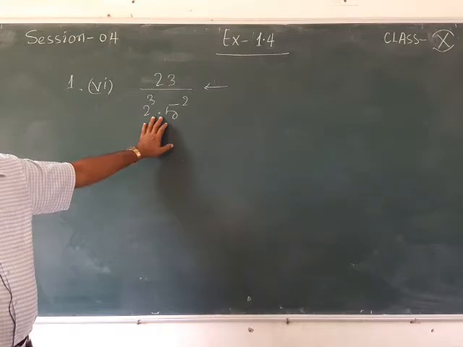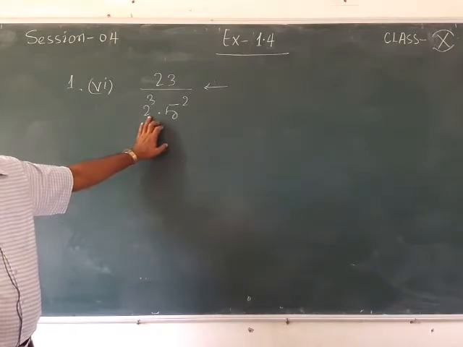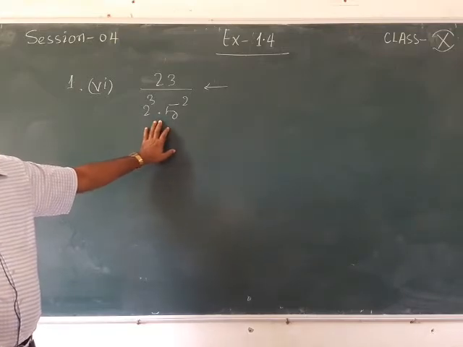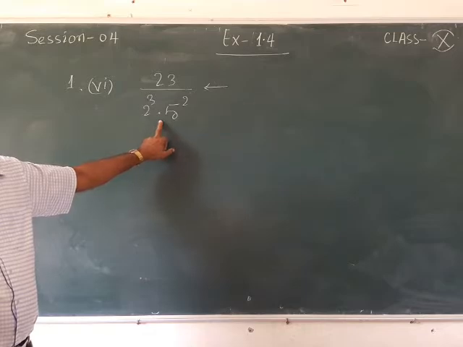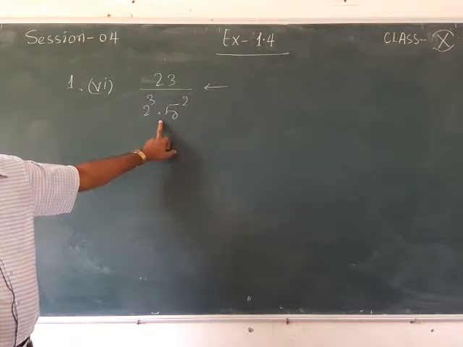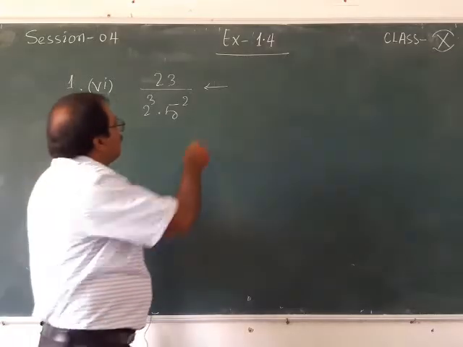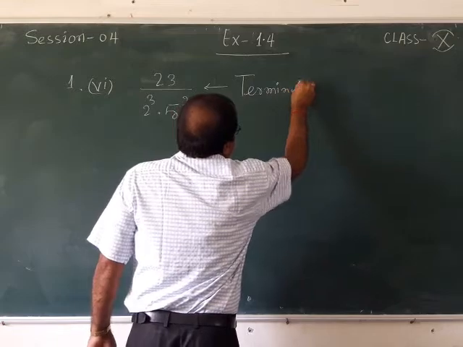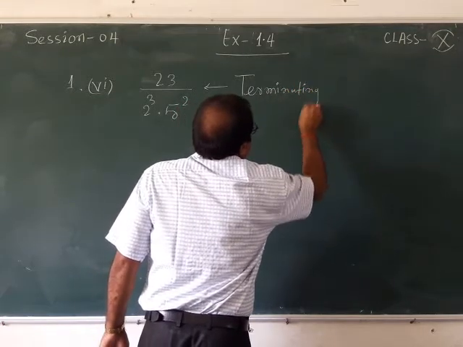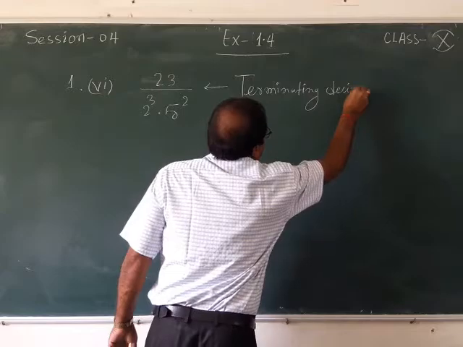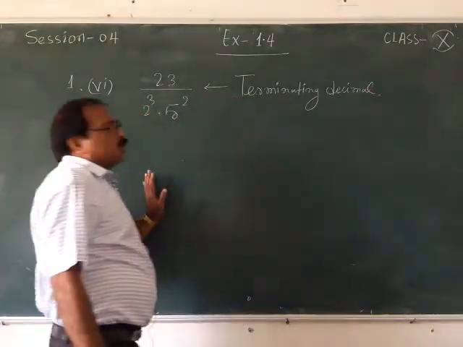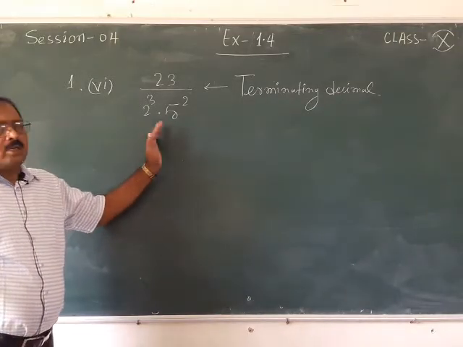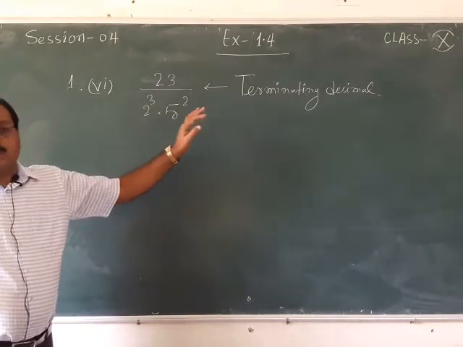Okay. So 2 to the power 3 into 5 to the power 2 is clearly in the form 2 to the power m into 5 to the power n. That means it is a terminating decimal. So you can write your answer: it is a terminating decimal. If in MCQ type questions or fill in the blanks type questions you get this question, then you can directly write your answer.